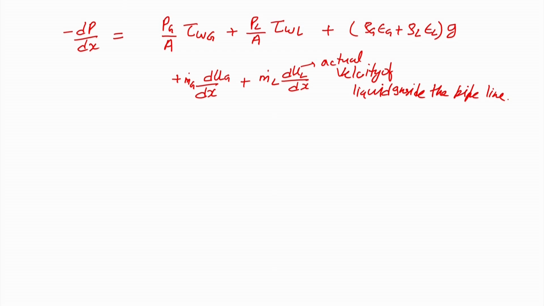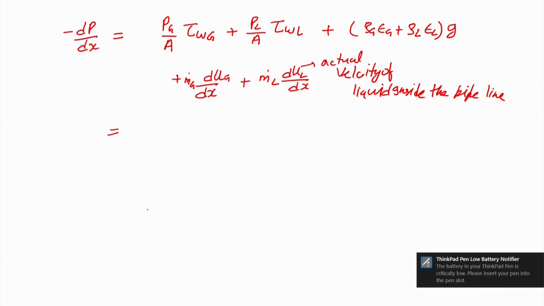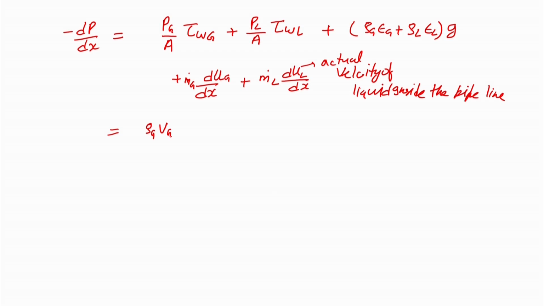Okay. Similarly, this will be the actual velocity of the gas inside the pipeline. Now, what can we do? We can work on these two terms particularly. I will write the term m naught g in terms of rho g into Vg, into area, where Vg is nothing but the superficial velocity.